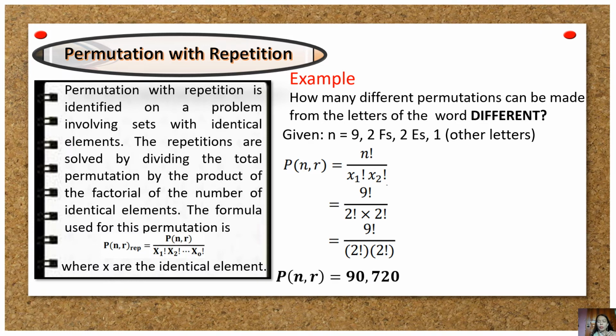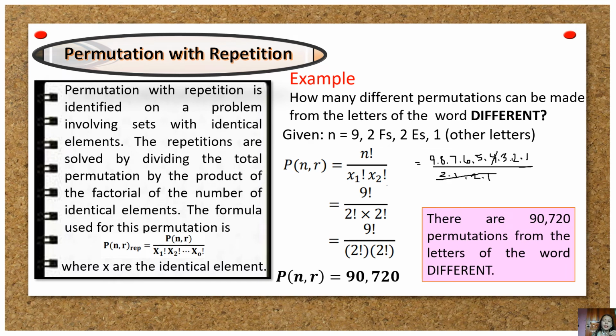That is equivalent to 90,720, since we may cancel 4 in the numerator and denominator. Common factor, tatanggalin. So, 9 times 8 times 7 times 6 times 5 times 3 times 2 times 1. Kaya naging 90,720. There are 90,720 permutations from the letters of the word different.